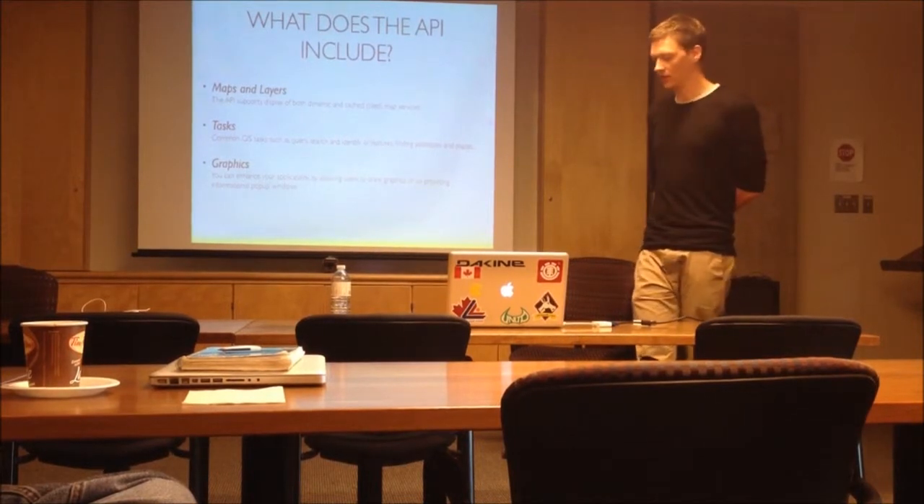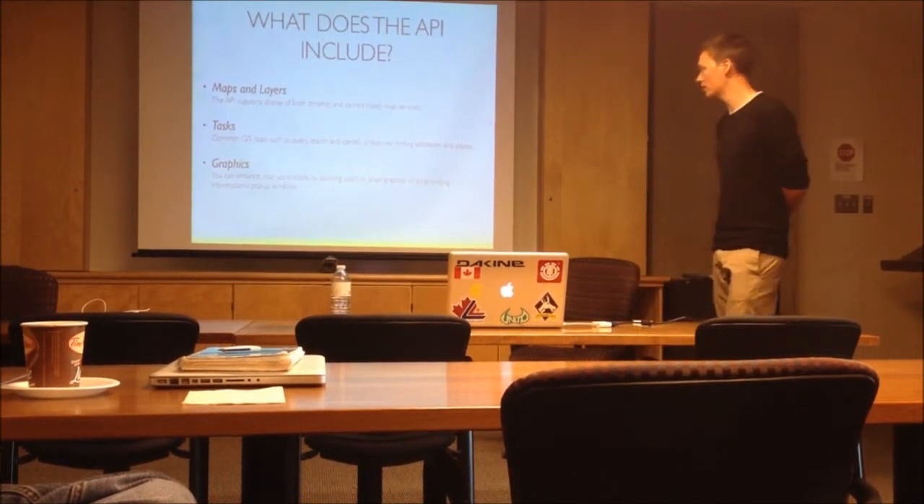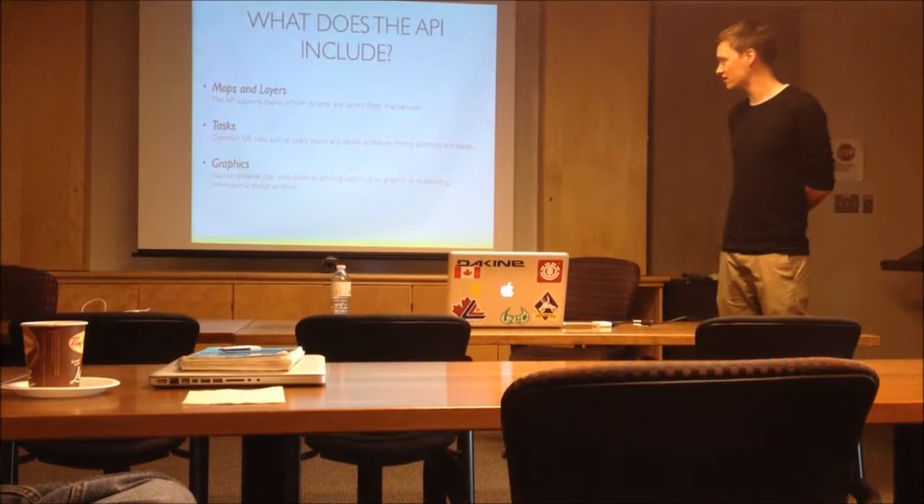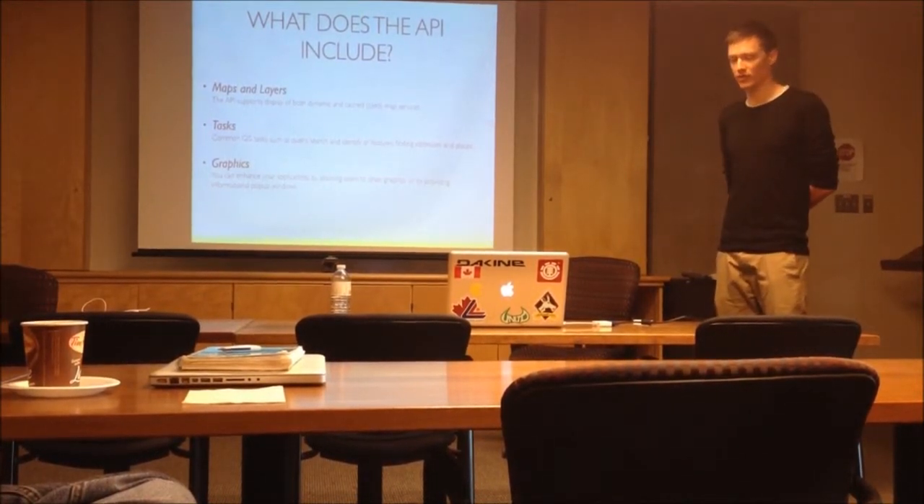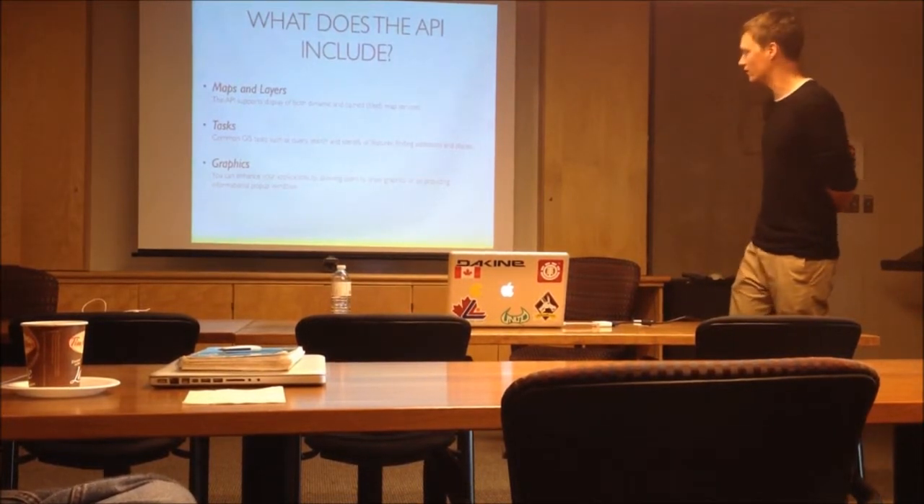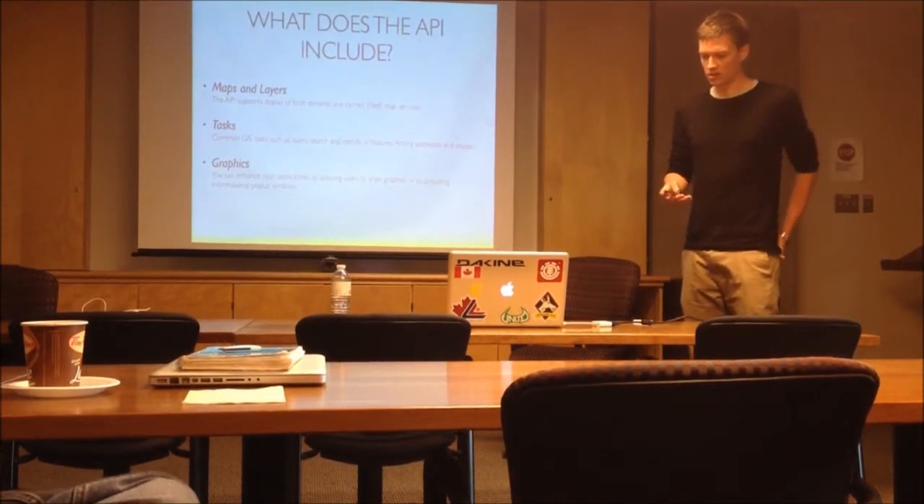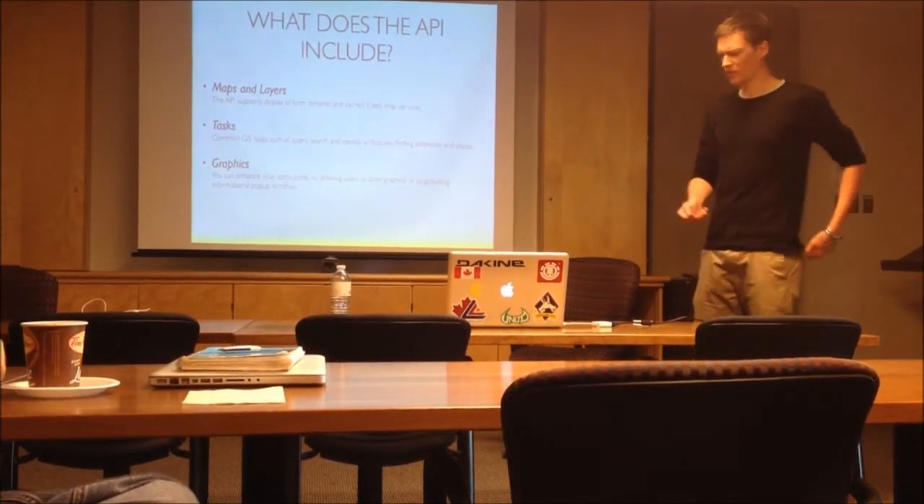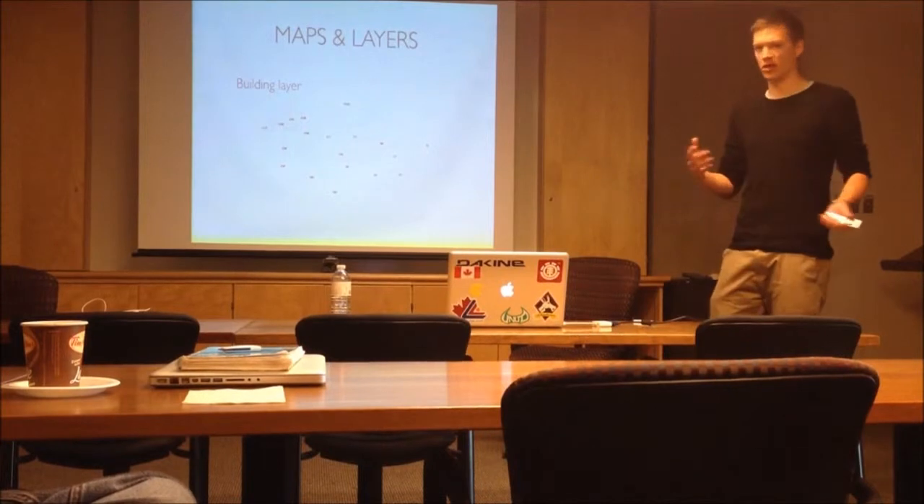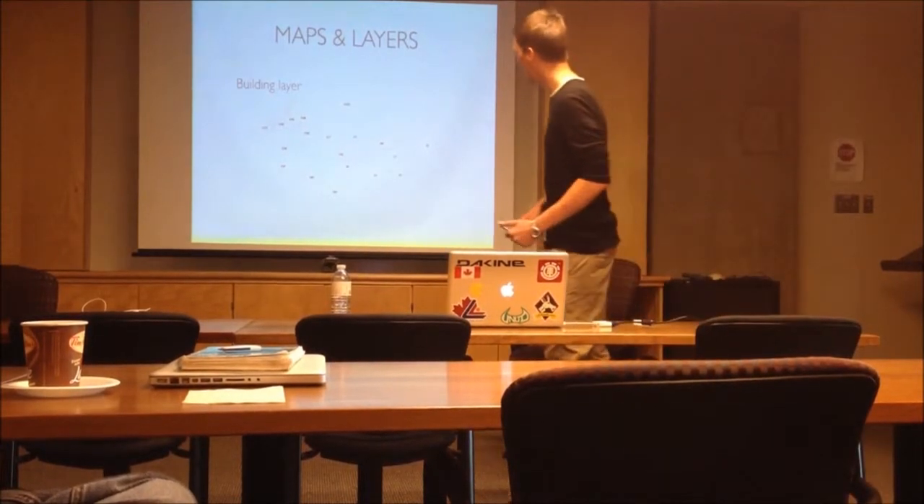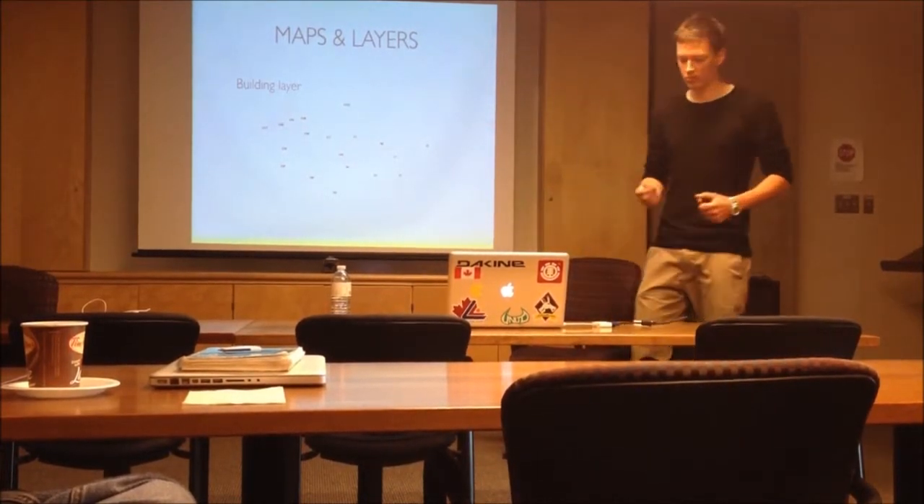What does the API include? There are 3 main parts: adding maps and layers and interacting with them, tasks for querying information from the server, and adding graphics and all kinds of shapes to those maps. In my presentation I'm talking about my project and how I wrote my apps.